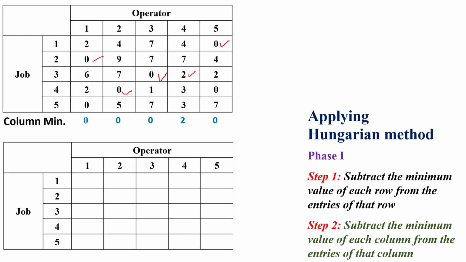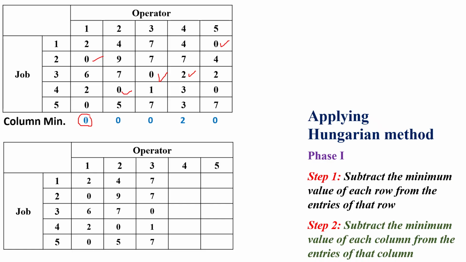In this regard, we have to write down another new table. Then first column elements are the same because we subtract 0. So first column elements are 2, 0, 6, 2, 0. Similarly, second column and third column elements will not change because we subtract 0. So second column elements are 4, 9, 7, 0, 5. Third column elements are 7, 7, 0, 1, 7. And in the fourth column we have to subtract 2 from all the elements.